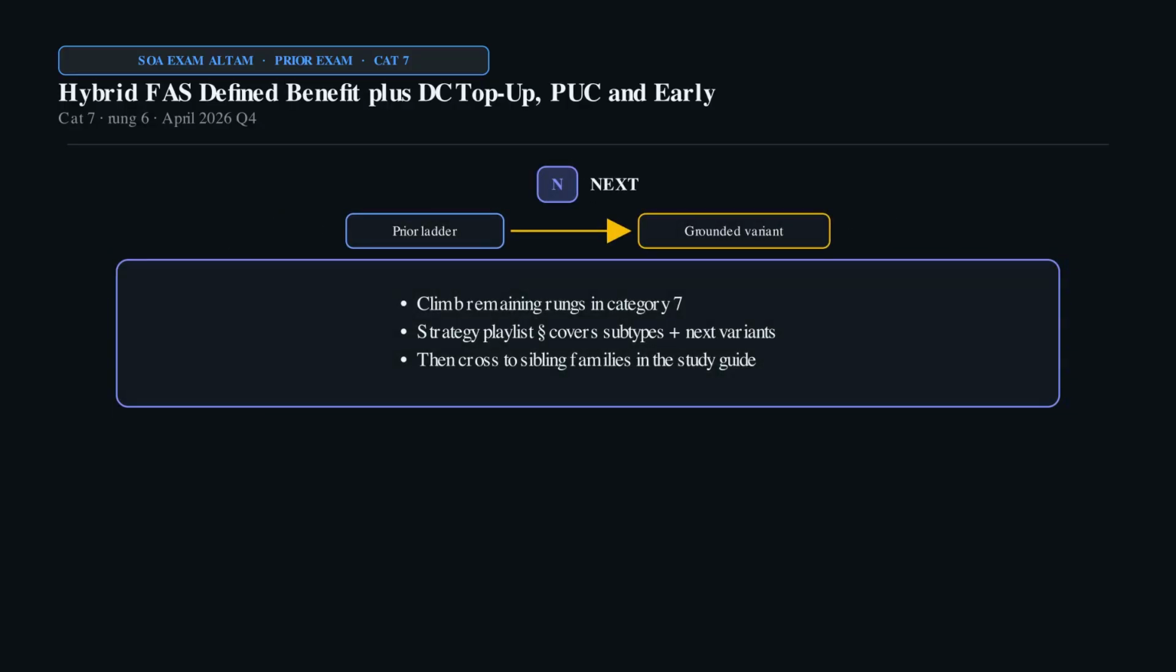After this sitting, climb higher rungs in Category 7 before switching families. Watch the matching strategy video for subtypes and grounded next variants.